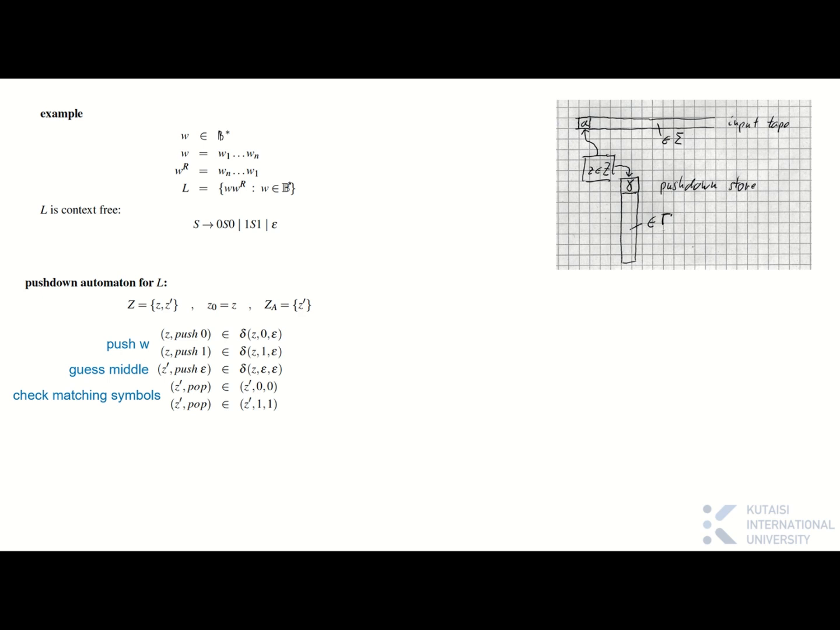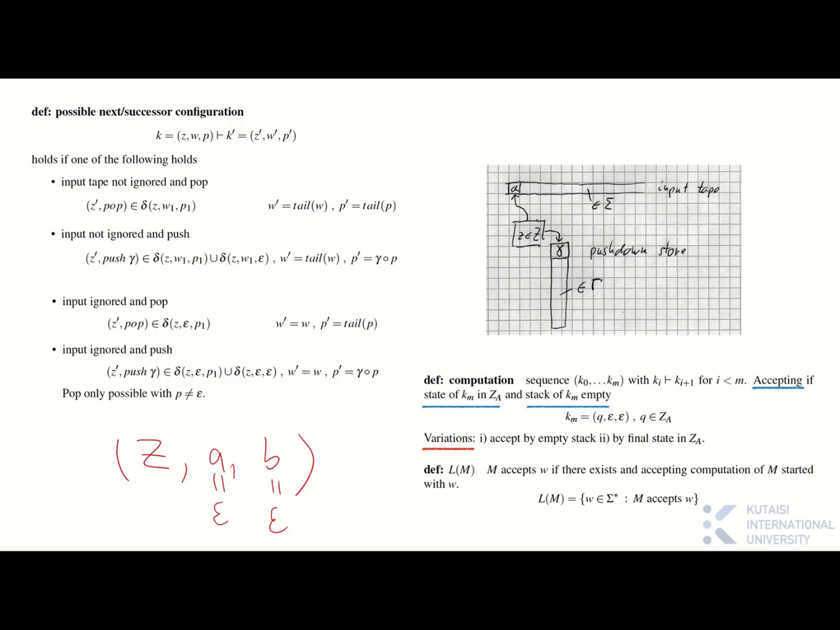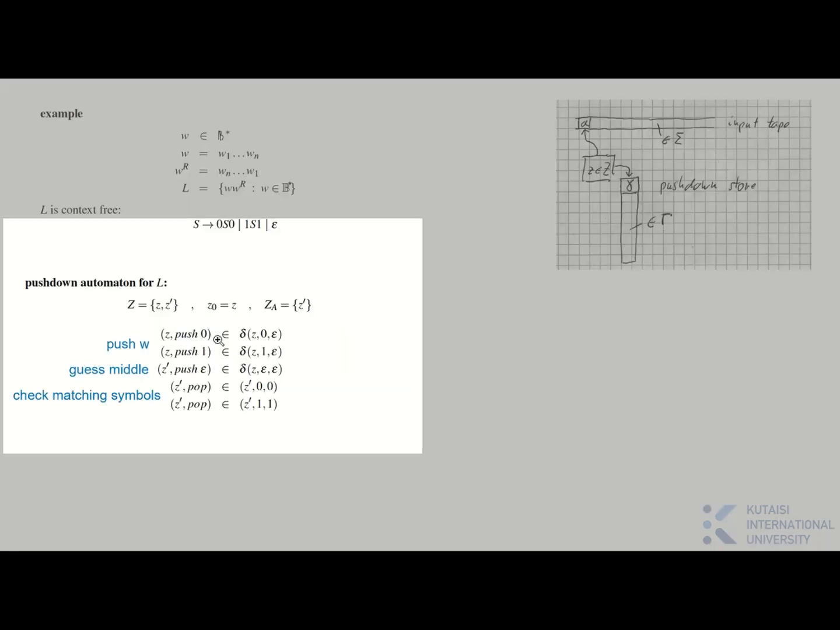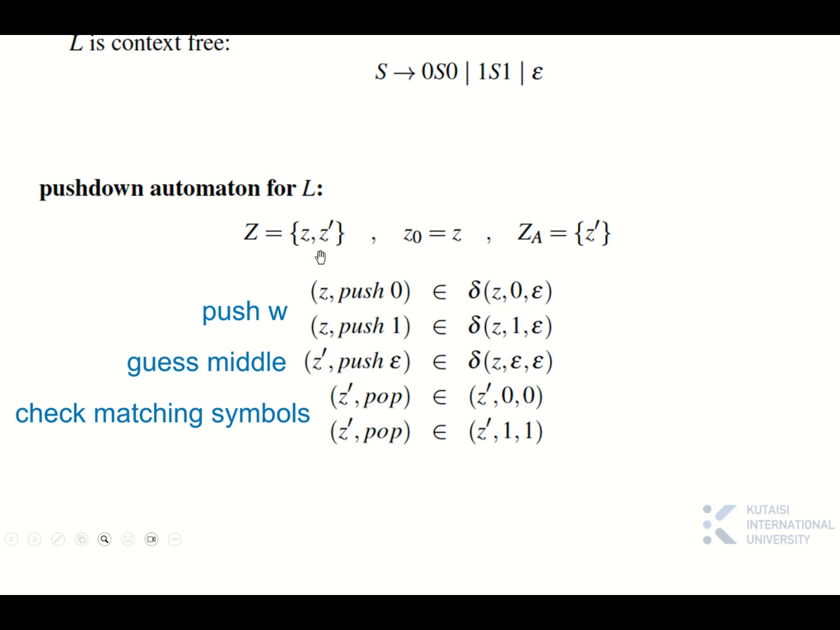So let's look at the pushdown automaton that accepts it. I have to give you all possible triples, but I won't. All other triples, you can think what they can be, empty sets or whatever. But I will give you the main ones. So this is the automaton that accepts it. It has two states, Z and Z prime. And let's say Z is the start state and Z prime is an accepting state.